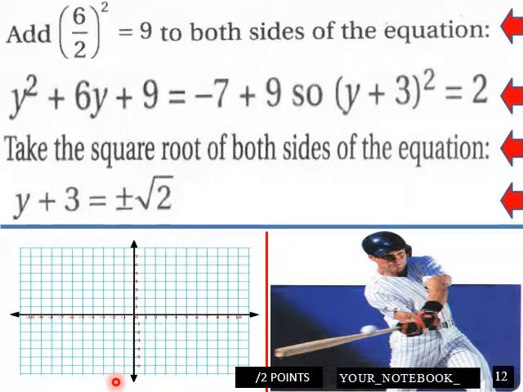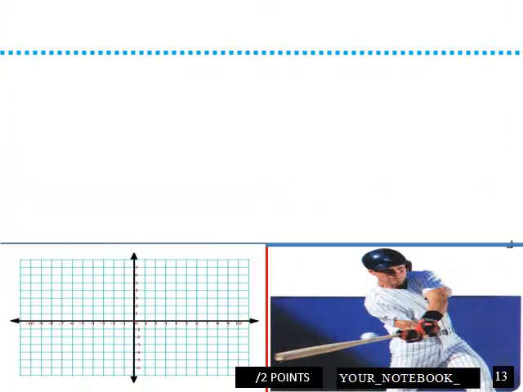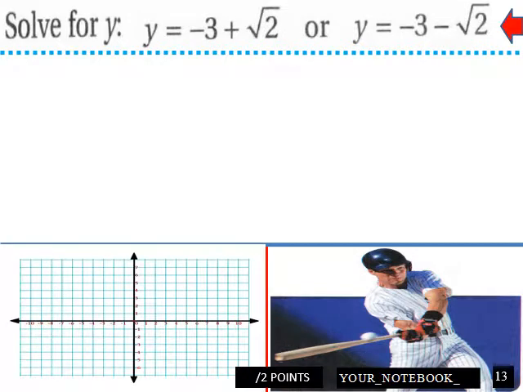Take the square root of both sides. We come up with this. And then we solve for y, and we come up with this here: negative 3 plus radical 2, and negative 3 minus radical 2.